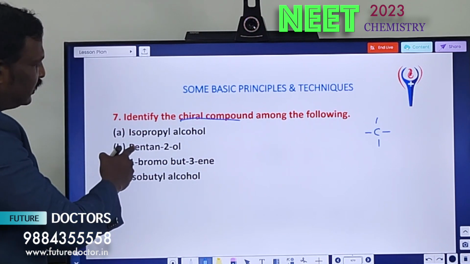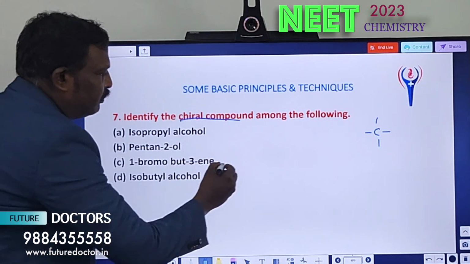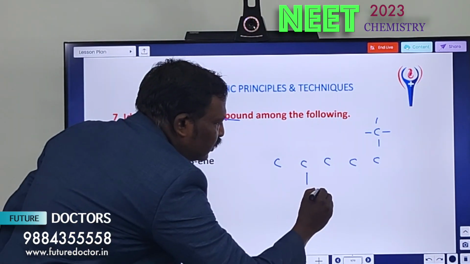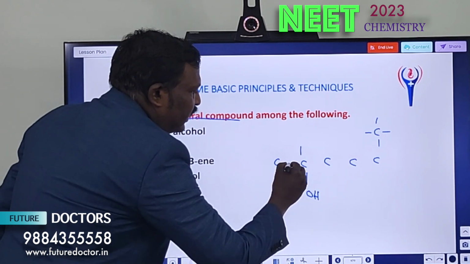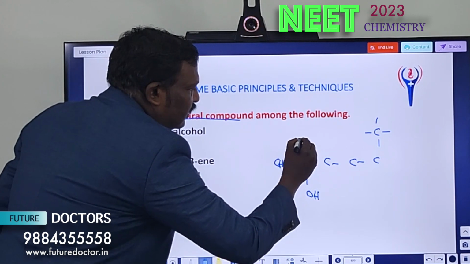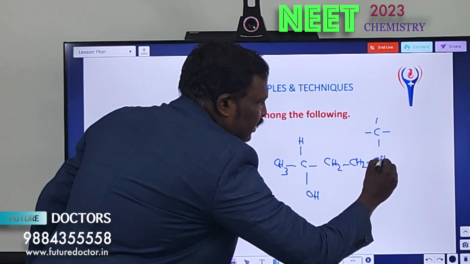Okay, I'm going to draw this one. Pentan-2-ol. Pentane means 5 carbons, and 2 means the second carbon has an OH group. Understood? Then you can fill in with hydrogens. How to fill up? Here this side CH3, here 1 H, here CH2, here CH2, here CH3.